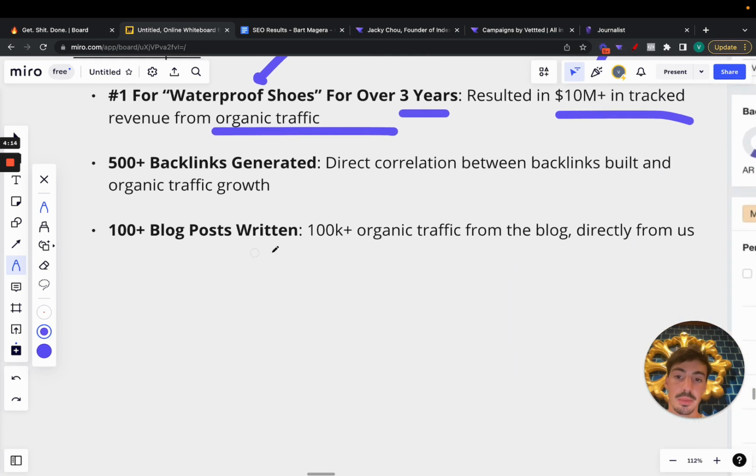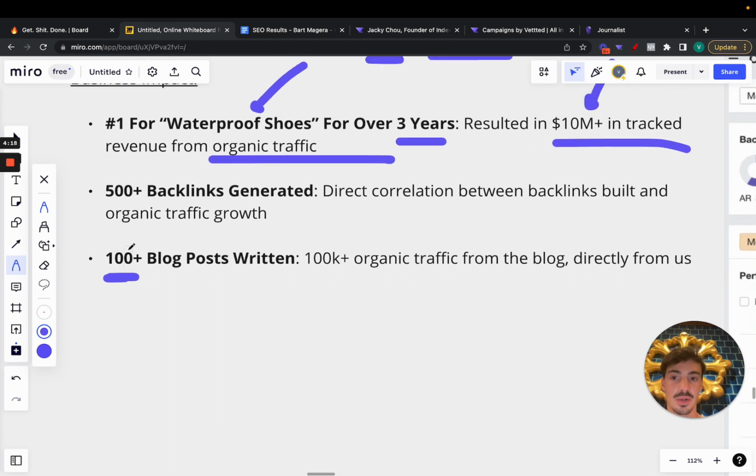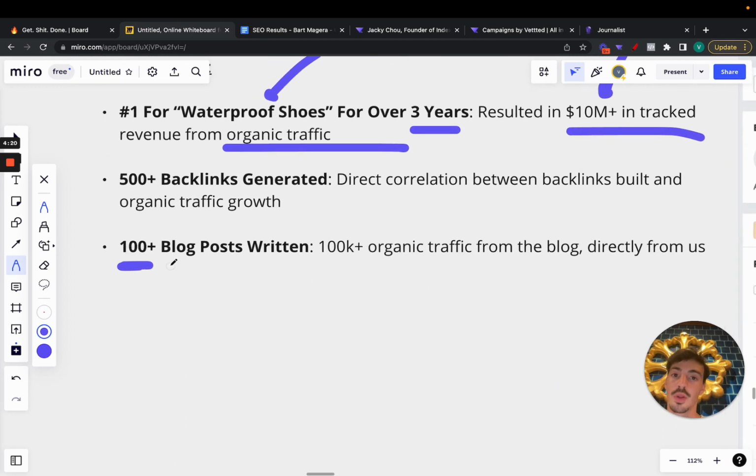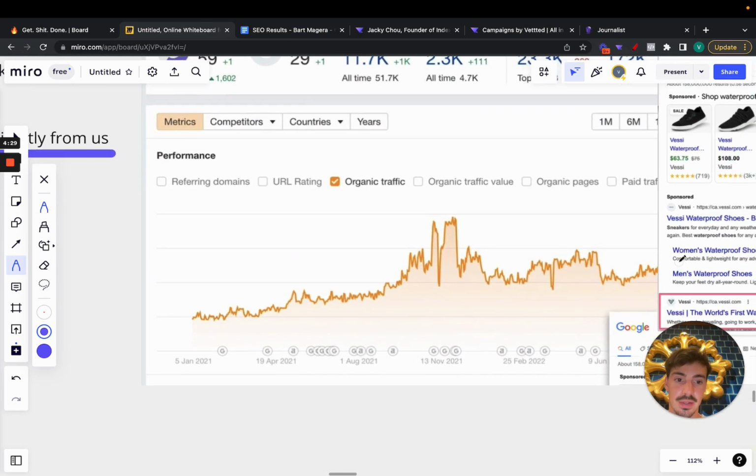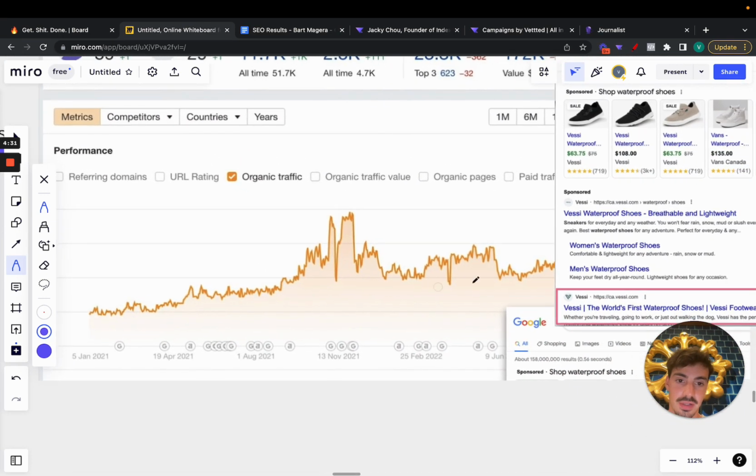And 100 plus blog posts written, right? It's not just so much about the number of posts, because again, you can write just for the sake of writing. It's about what the post is and how it's written, and which generated 100K plus organic traffic from the blog directly from us alone. And the results are clear since they started and since they finished.